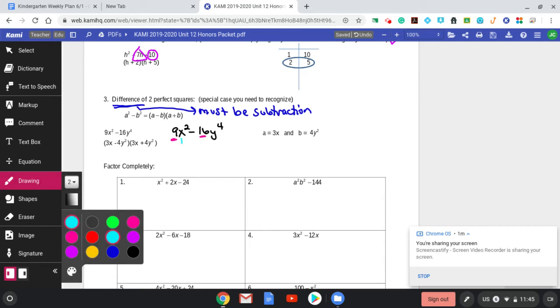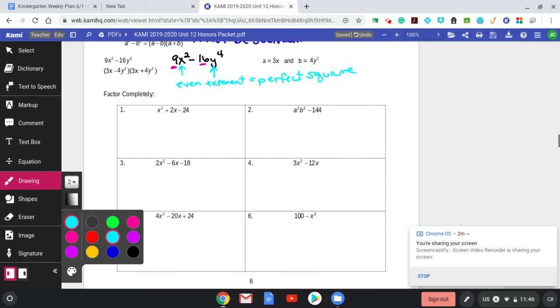Anything that has an even exponent is considered a perfect square. 2, 4, 6, 8, 10, 12, etc. Any even exponent is considered a perfect square. And we'll get into how to factor them in a second. So it's got to be subtraction, and the variables have to have even exponents, and the numbers themselves have to be perfect squares, the numbers out in front, like we had 9 and 16.